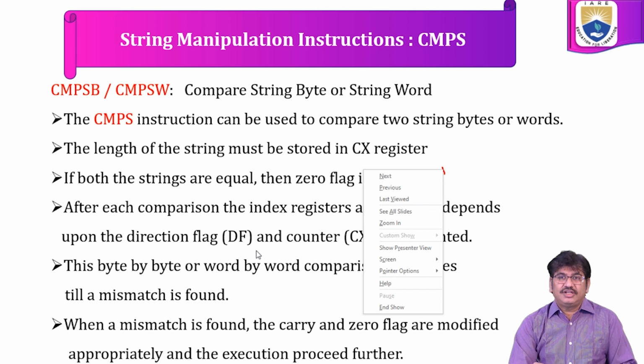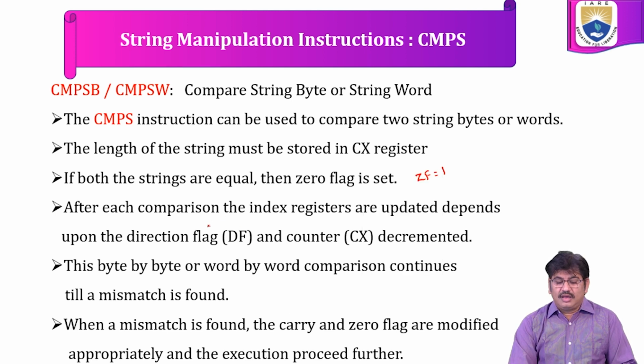After each iteration, that is after each comparison, the index registers are updated depending upon the direction flag, and the count in the CX register is decremented by 1. This byte by byte or word by word comparison continues until a mismatch is found or the count is equal to 0. When a mismatch is found, the carry flag and zero flag are modified appropriately and the execution proceeds further.